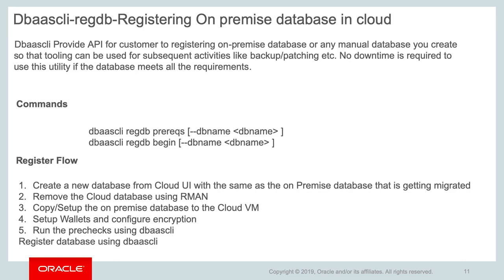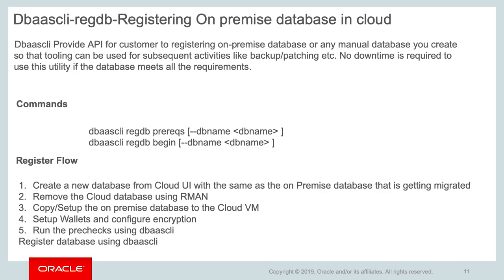If you are bringing a database from your on-prem to Oracle Cloud, what you can do is go to the Cloud Console and create a database with the same name. That will create all the required entries and all the cloud tooling related configuration, and then you can remove the database outside the tooling. So don't remove it from the console. You use rman or certain commands which you normally use in a database environment to drop that database. When you have removed it using rman, you can bring the on-prem database into the cloud environment through different methods.